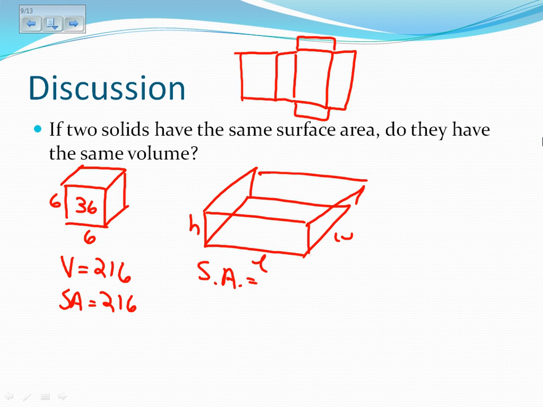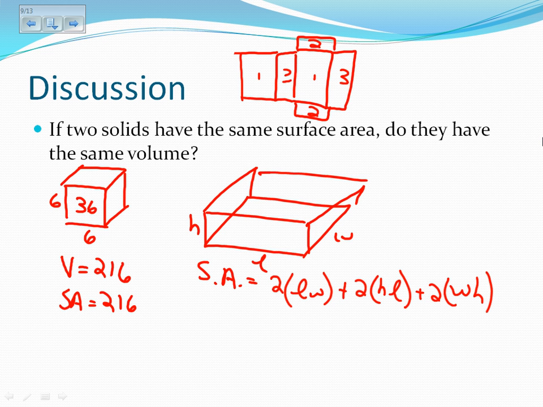Now, the surface area, we have 2 of these, right? We have 2 of these, and we have 2 of these pieces. Does that make sense? So it's going to be 2 times the length times the width, plus 2 times the height times the length, plus 2 times, which one have I not done? The width times the height. All right, that will give me all 6 sides.